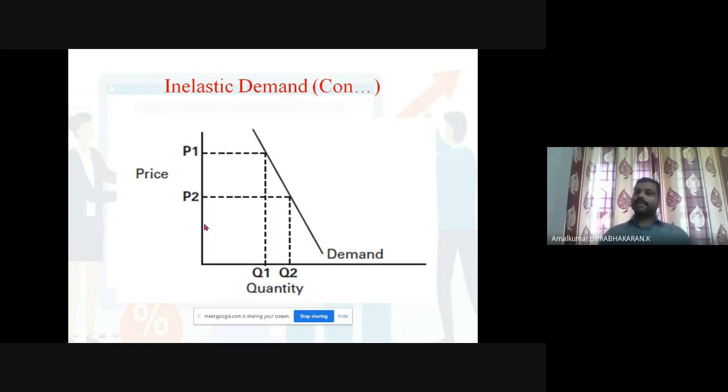The change in price does not affect the quantity demanded, or it affects only a small change in the quantity demanded. This is the inelastic demand curve.